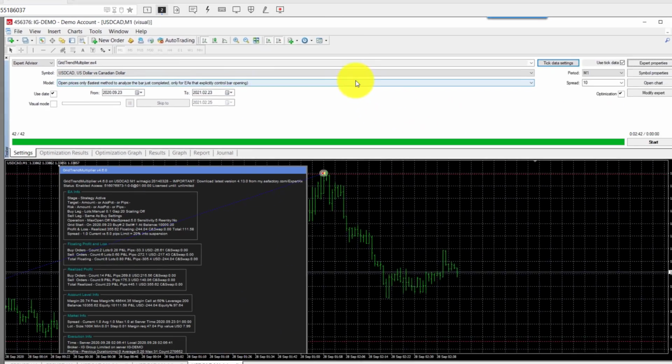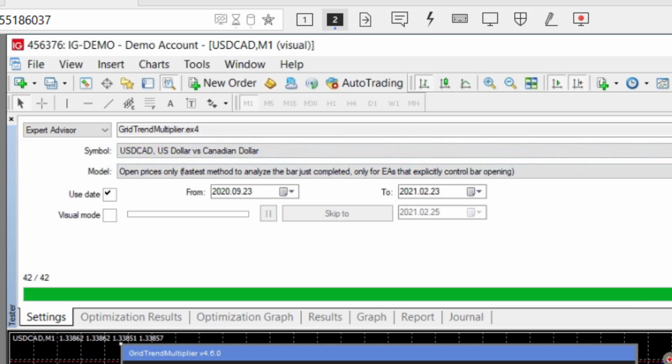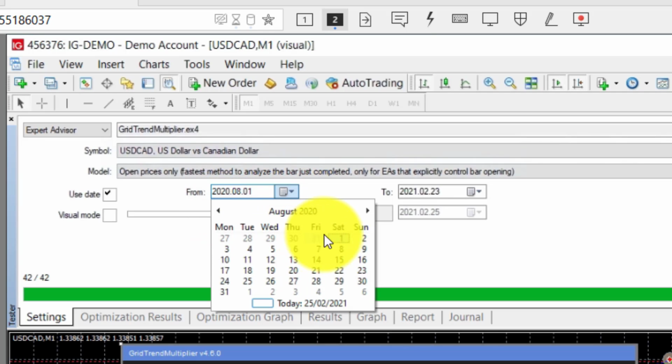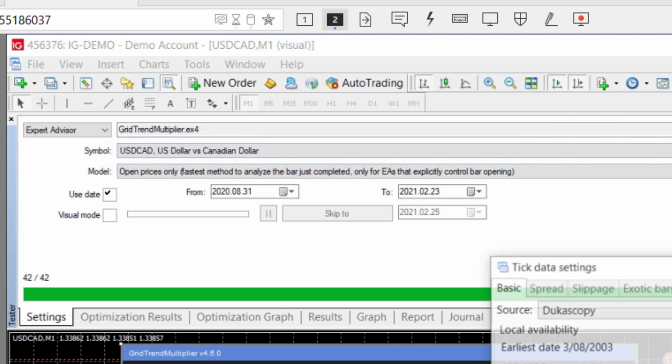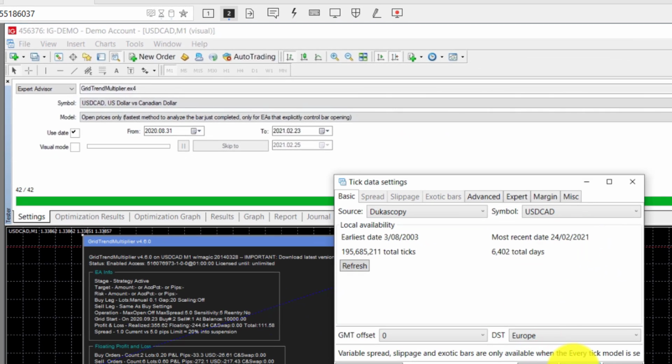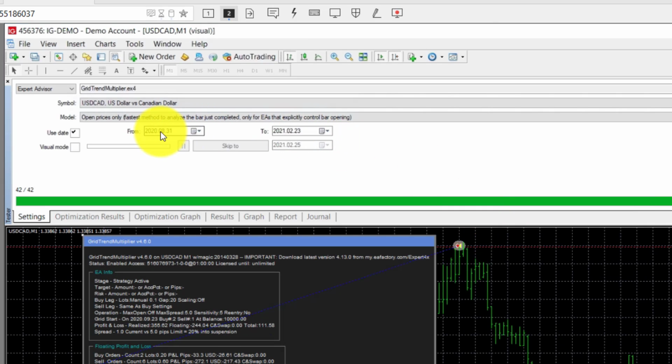So what we're going to do is we're going to actually backtest the Grid Trend Multiplier for the Canadian dollar. We're going to use open prices. We're also going to use tick data, but open prices for now. And we're going to set the dates as we saw them as being, I think it was the end of August. So 31st of August last year to literally a few days ago. I just want to see how much data I've got till the 24th. I don't like doing the final, so I'm going to just go to the 23rd. So we're going to go from the 31st of August to that.